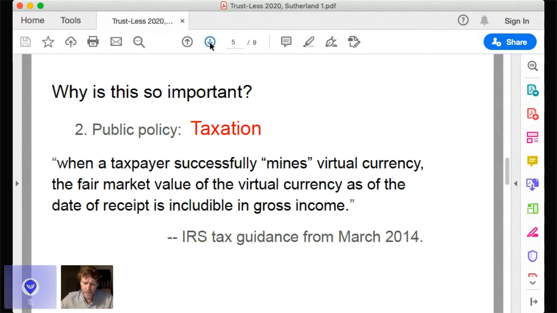And that issue really comes down to, at this point, the most immediate and important issue for proof of stake, which is the issue of the taxation of these block rewards. So this is a global issue.